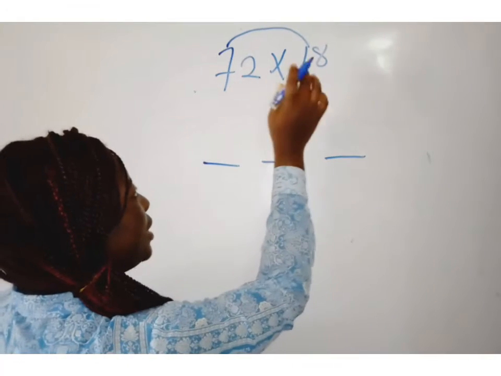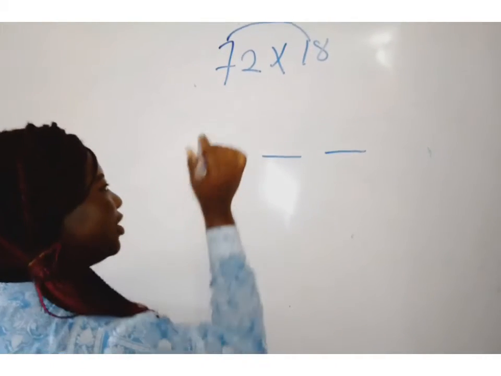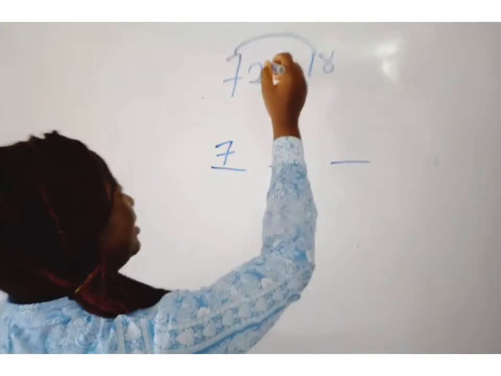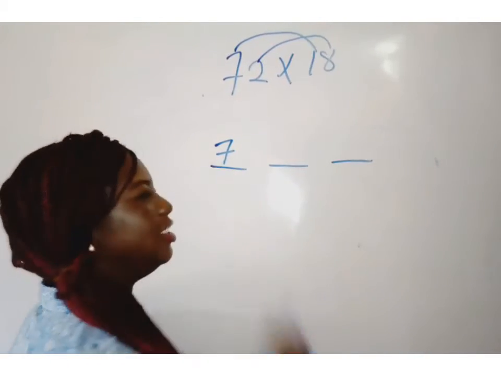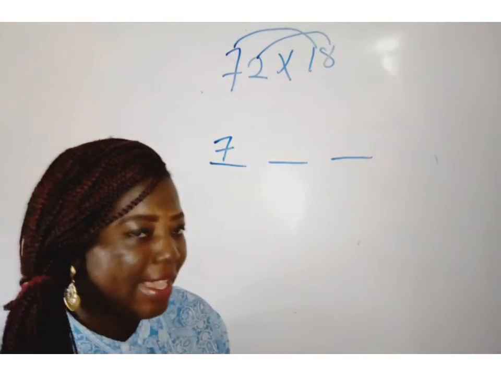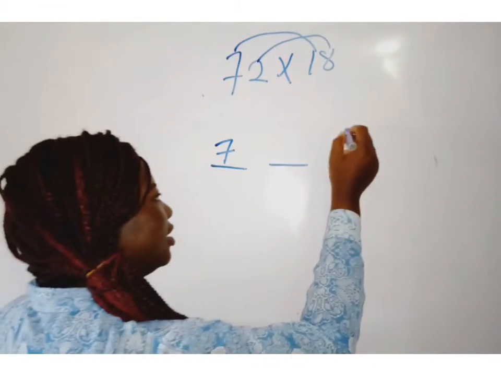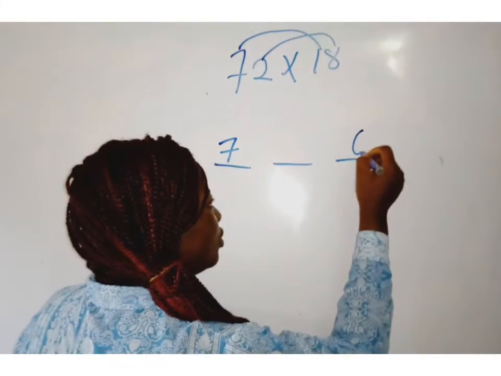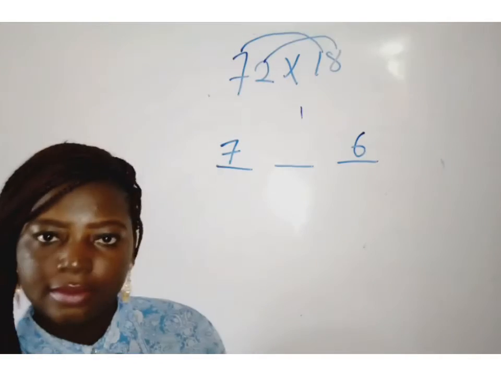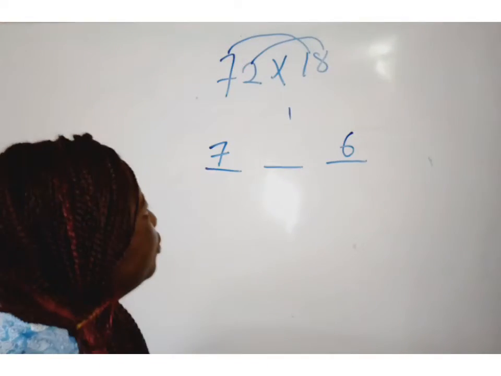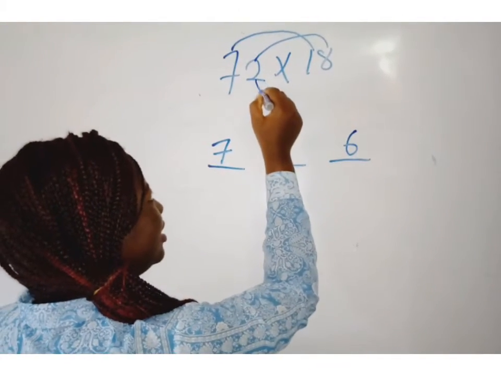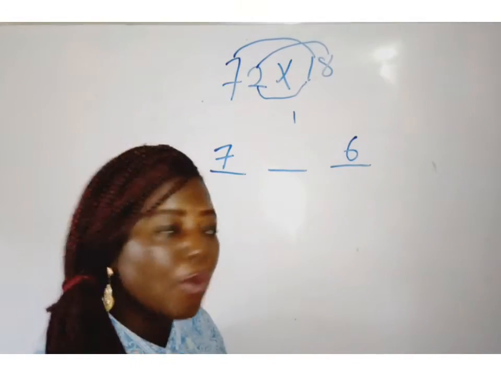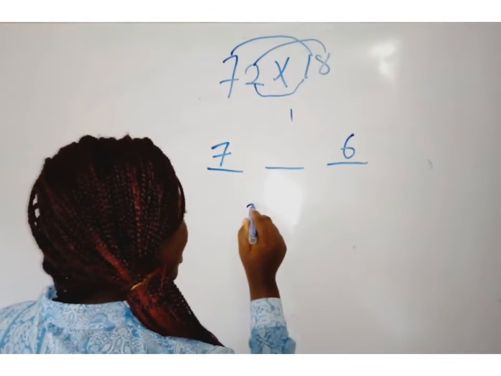That's 7 multiplied by 1. And you now write it on the first line, which is what? 7. Then you now multiply the second digit by the second digit. That's 2 multiplied by 8, which will give us what? 16. But you know that we cannot write 16 at once. That means we are going to write 6 and keep 1. So the next thing we are going to do is to multiply this second digit here with the first digit here. That's 2 multiplied by 1. We are going to write it and keep here.